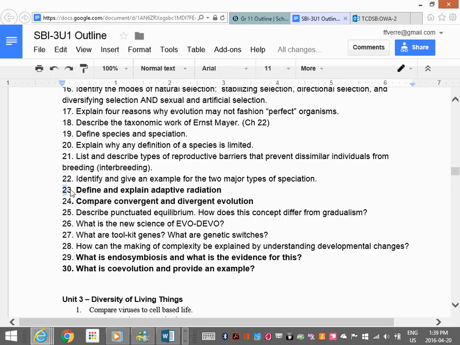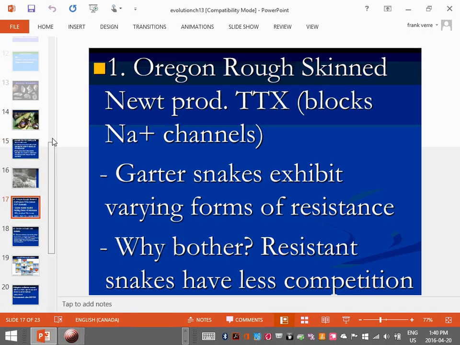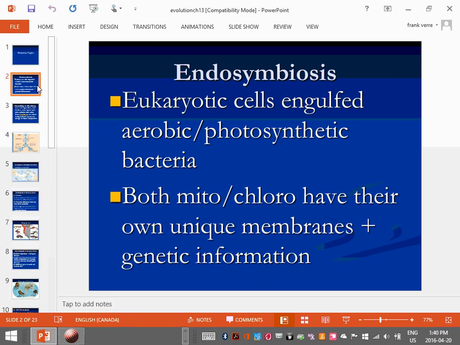Okay, we're going to go over adaptive radiation. We're going to compare convergent and divergent evolution. These ones will take very little time. And then we'll talk about endosymbiosis and something called coevolution. But I'm going to go actually in reverse order. I'm going to go over these 2 first, okay? So, all you need to know are the answers to those 4 questions. So we're going to talk about endosymbiosis first.